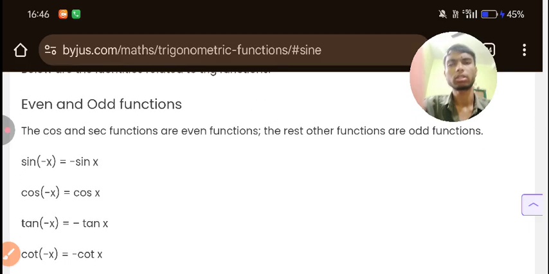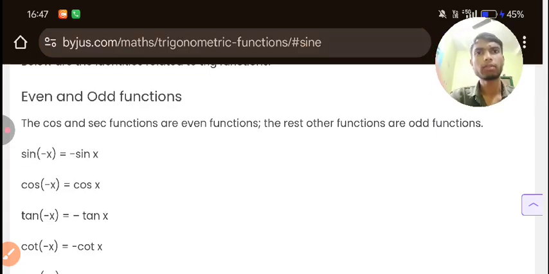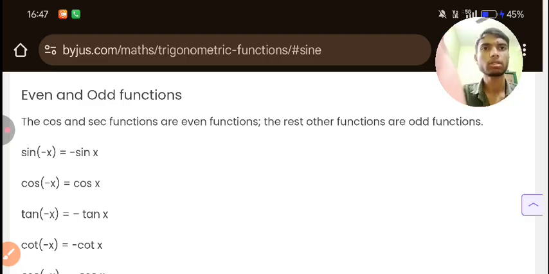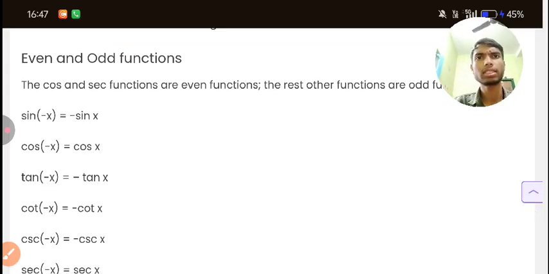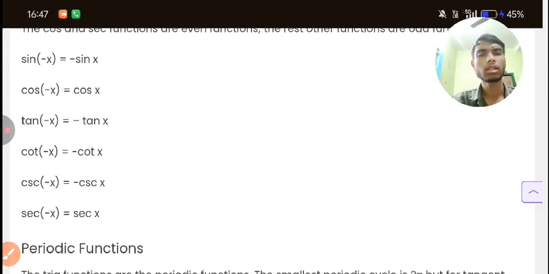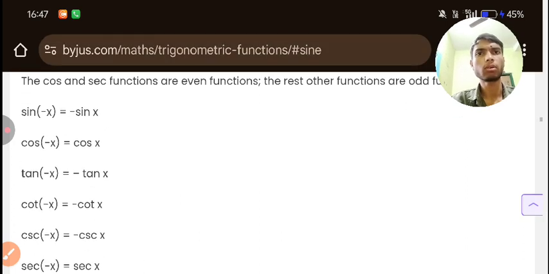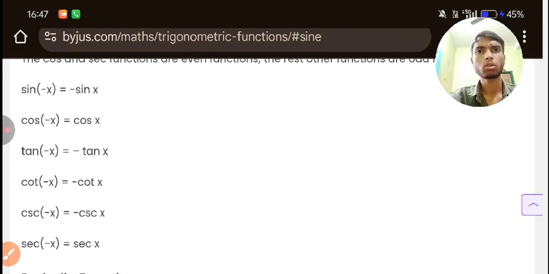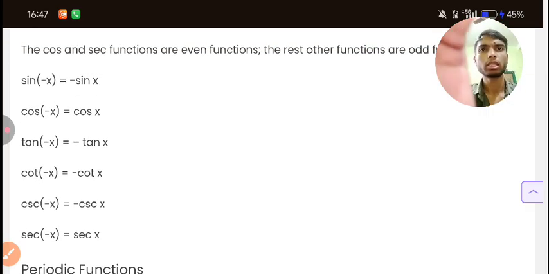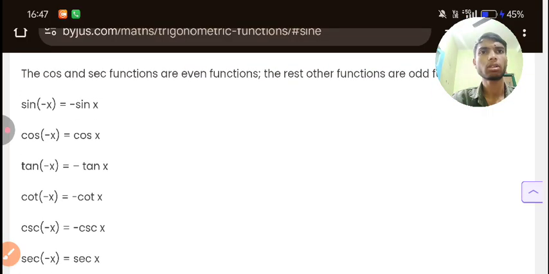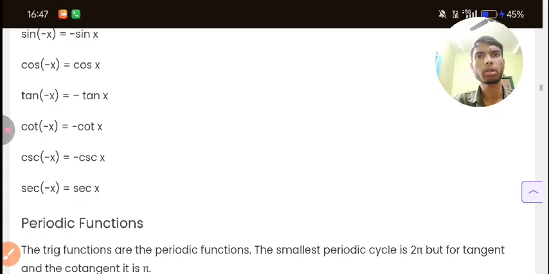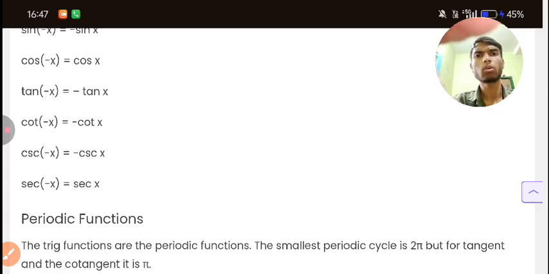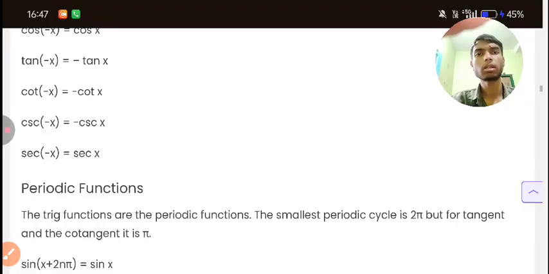Even and odd functions, just look at this. Here the cos and sec functions are even functions, and all the other functions are odd functions. Sine is odd. Cos is even. Tan is odd. Cot is odd. Cosec is also odd, but sec would be even.